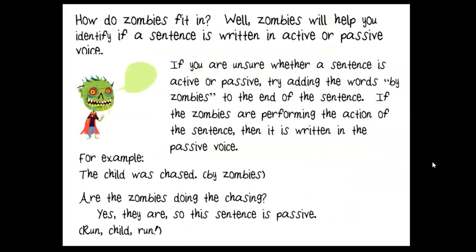So we talked about this in class. A little trick that we can use to figure out if a sentence is written in active or passive voice is to add "by zombies" at the end of the sentence. If it makes sense when you add "by zombies" at the end, then you know that the sentence is written in passive voice. So for example, the child was chased.